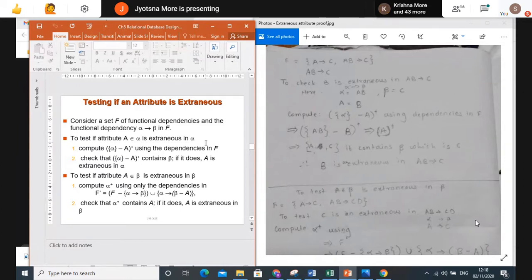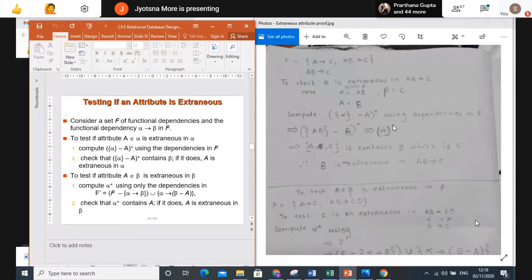Now next, you have to compute as per this formula: alpha minus A, closure plus. Alpha in my case is AB, and the extraneous attribute in my case is B, which I said. So I take the closure of AB minus B. Removing B from this, I am getting A plus.